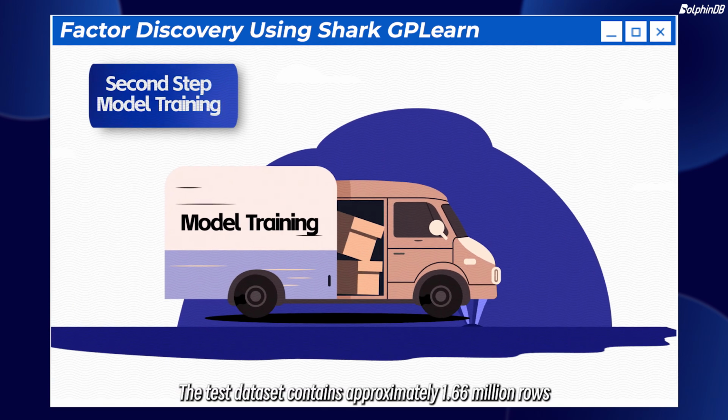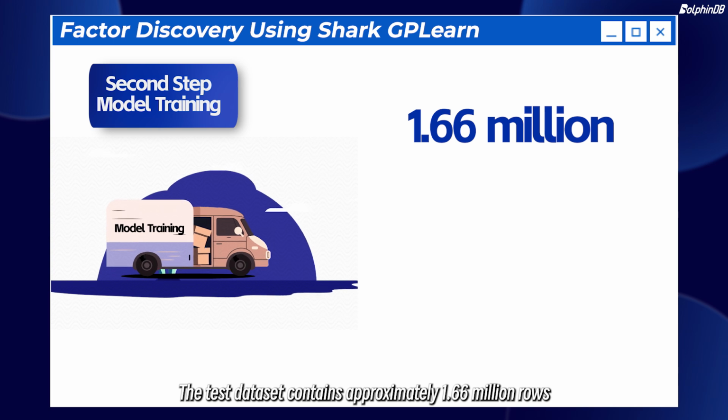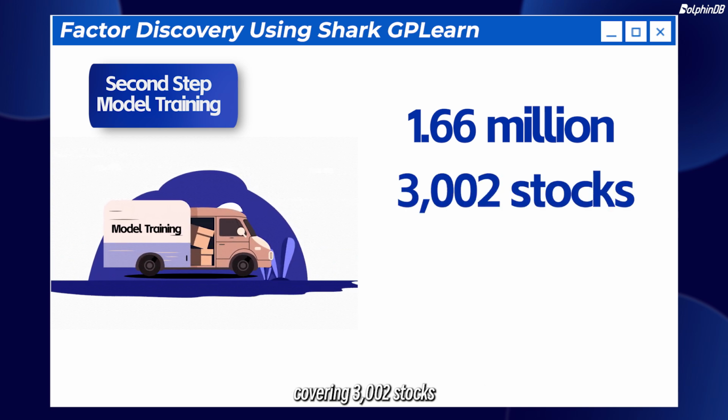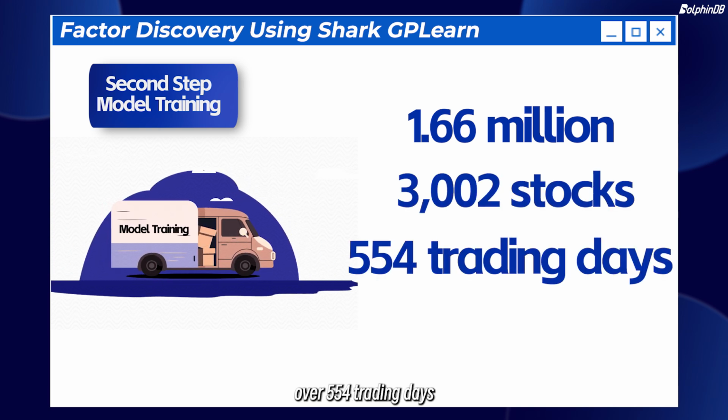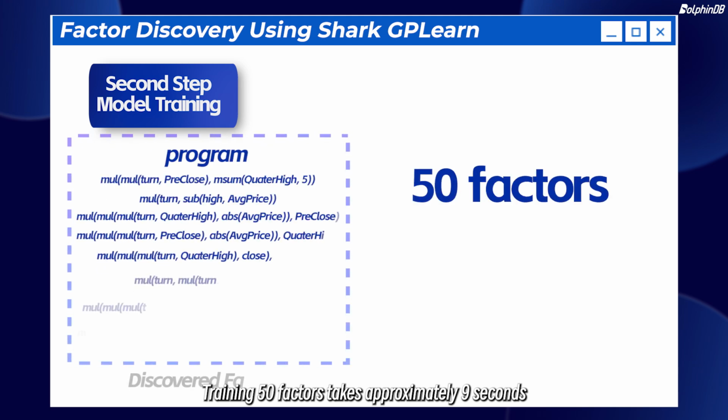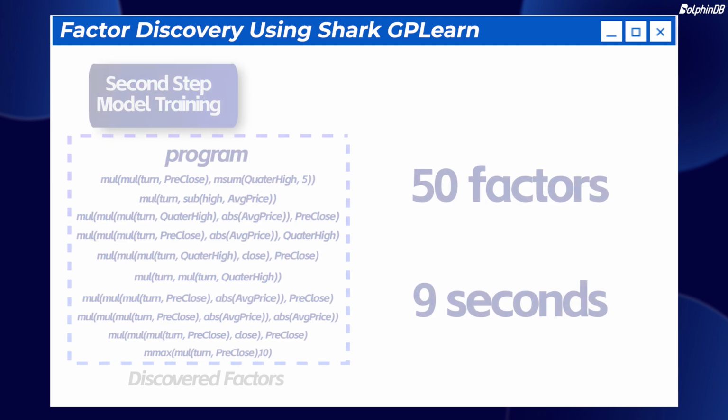The test dataset contains approximately 1.66 million rows, covering 3,002 stocks over 554 trading days. Training 50 factors takes approximately 9 seconds.